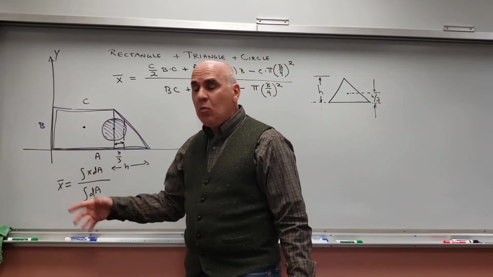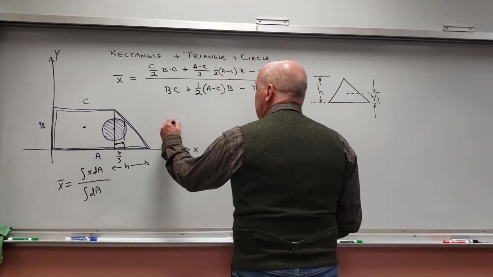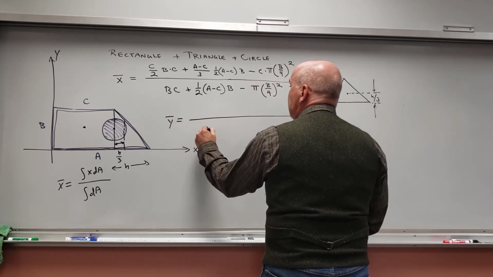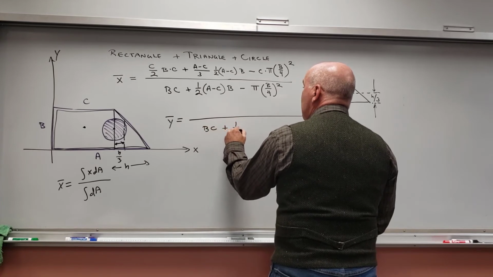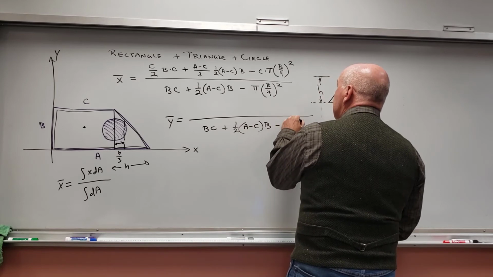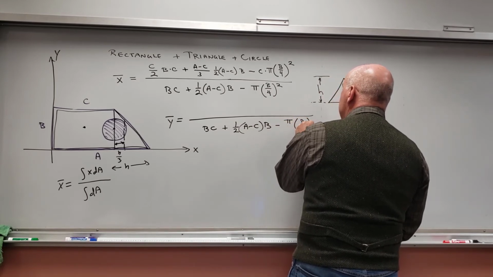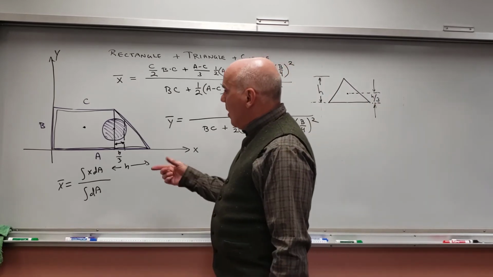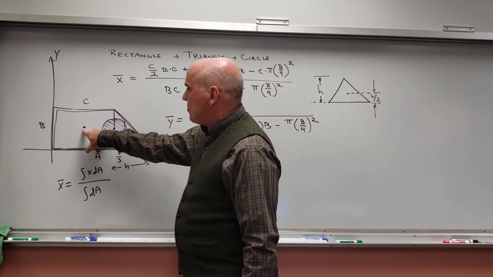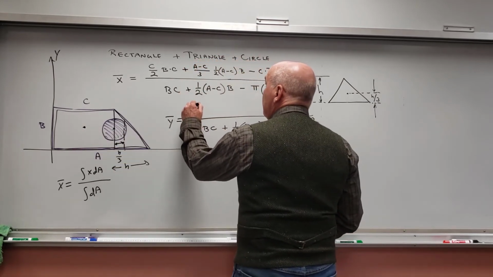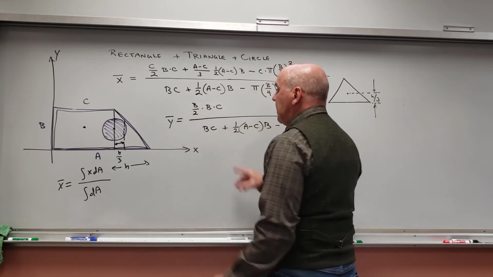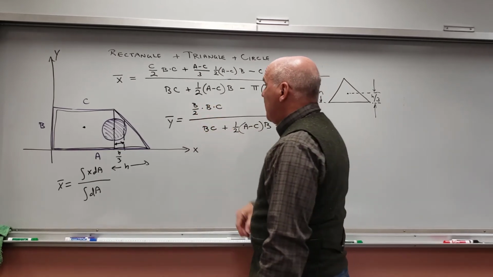Now what about the y bar? Well, that's not too bad. So y bar, same way. In fact, the denominator is going to be exactly the same. So bc plus 1/2 a minus c times b minus, again, because you're subtracting it, you're taking it away, pi times b over 4 squared. Well, so the y position of the rectangle's centroid is b over 2. Right, so that's going to be b over 2. And then I multiply that by b times c. That's the area of the rectangle.